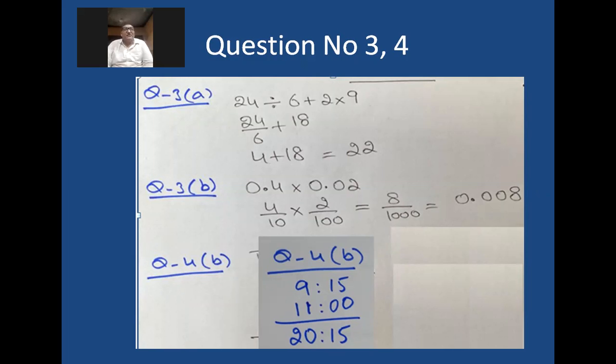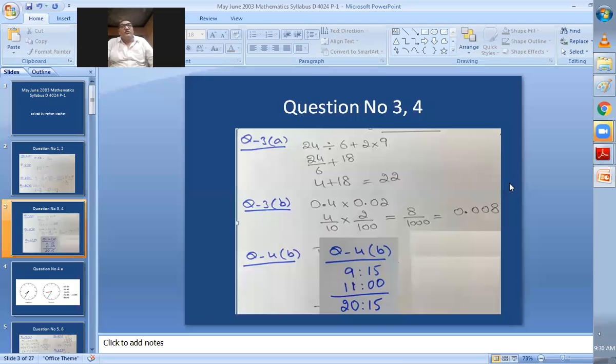You will remove the decimals. So we will have 4 by 10 multiply 2 divided by 100. So that will be 8 divided by 1000. So when you have downstairs 1000, so you move the decimal towards the left 3 steps. So you will have final answer will be 0.008. So this is how you do the question number 3.